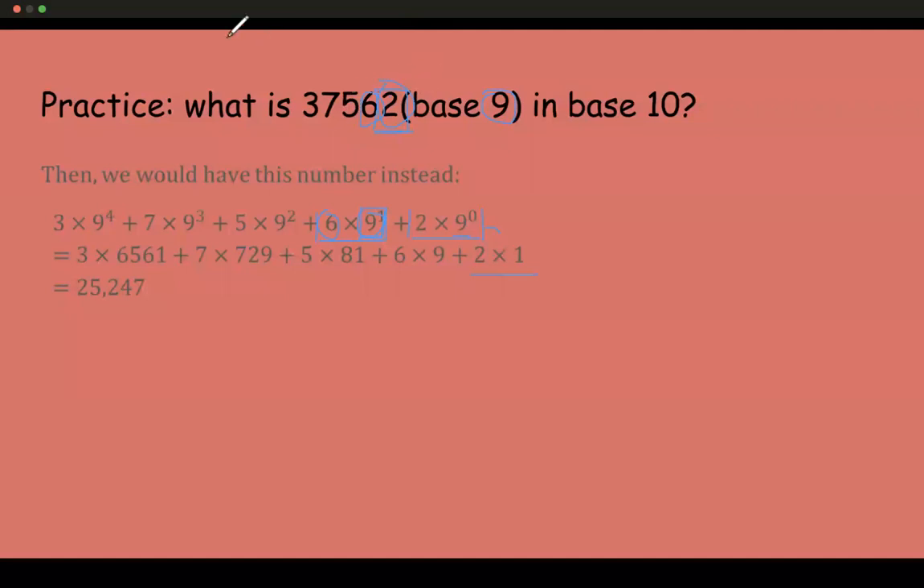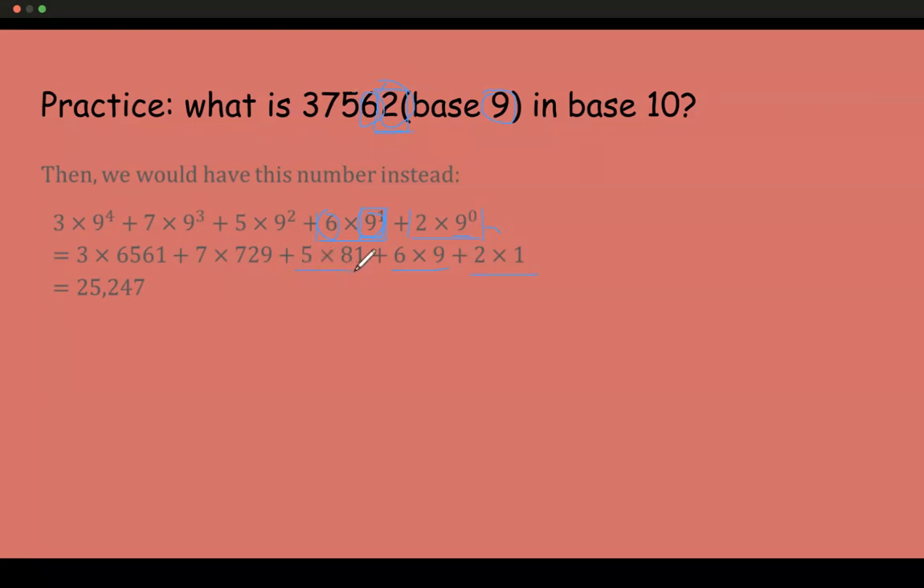Jasper said 51, and that is indeed correct. Excellent, Jasper. You're really good at math. So for the second one, we have 6 times 9. Oh, 54, my mistake. 54, not 51. Got me there. So 6 times 9 is 54.